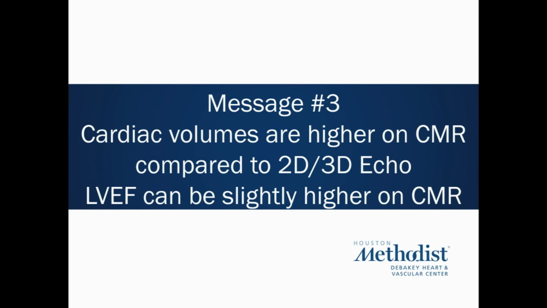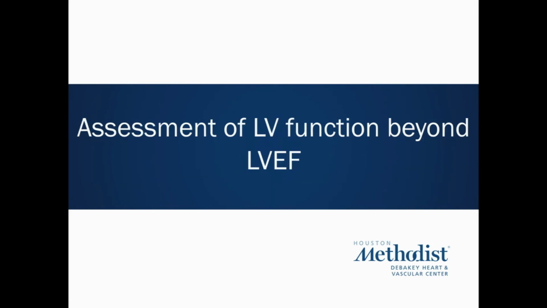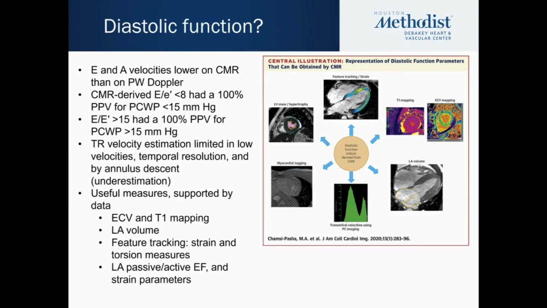Okay, so here's my third message. So volumes, always expect to have an underestimation on echo compared to CMR. Ejection fraction, not so much of a difference, but you may get a slightly higher ejection fraction on CMR compared to a non-contrast echo at least. Okay, so let's talk about assessment of LV function beyond EF, and I'll go a little bit quickly.